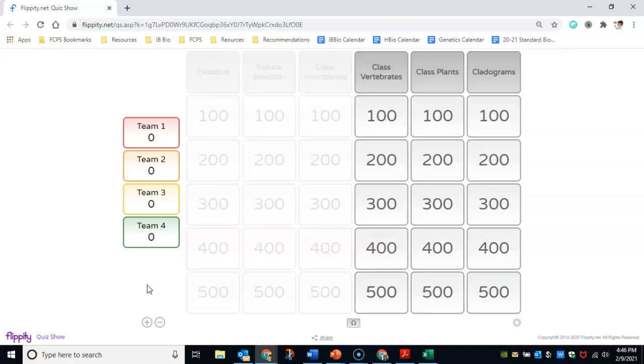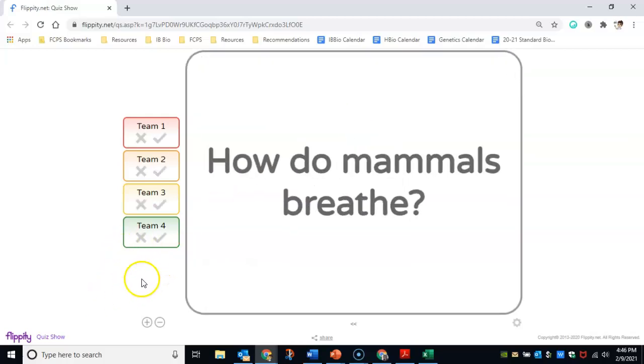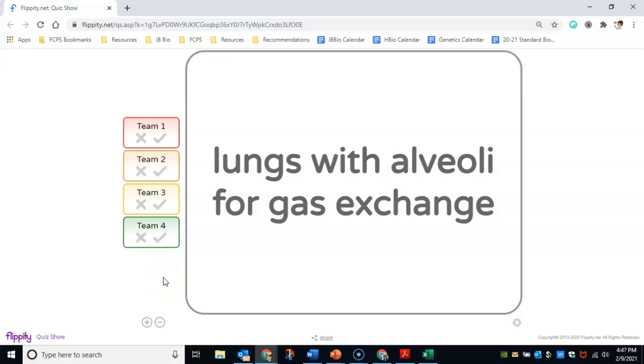All right, that was invertebrates. Now we're going to go to vertebrates, which maybe you're a little bit more familiar with. So for 100, how do mammals breathe? With lungs. That was not a trick question. Hopefully you didn't have to think too much. You're a mammal. How do you breathe? With lungs. And you have alveoli inside for gas exchange. So you are taking in oxygen and exchanging that for carbon dioxide and exhaling the carbon dioxide.